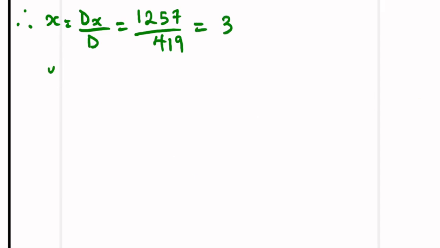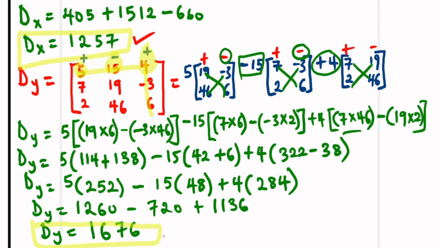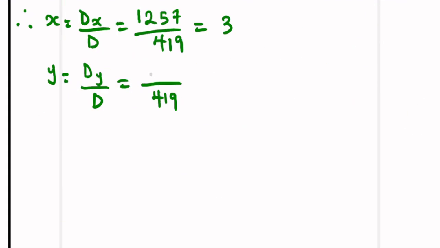So now looking for the value of y, it is going to be the determinant of the coefficient of y over d. So we know the value of d as 419. Let's look for the determinant of the coefficient of y. So the determinant of the coefficient of y is 1676. So let's put that here, 1676. So when I divided this, the value is 4.